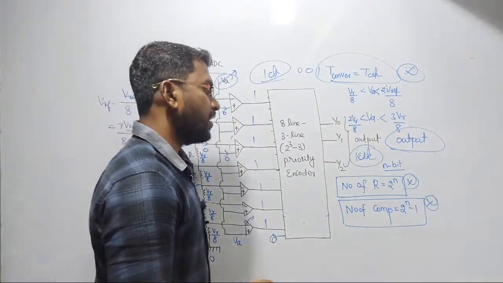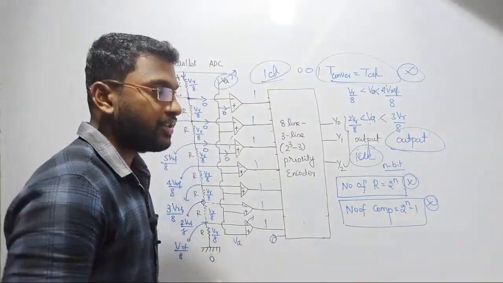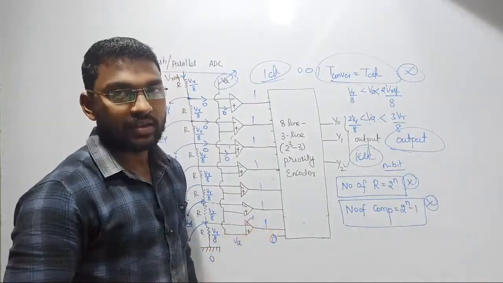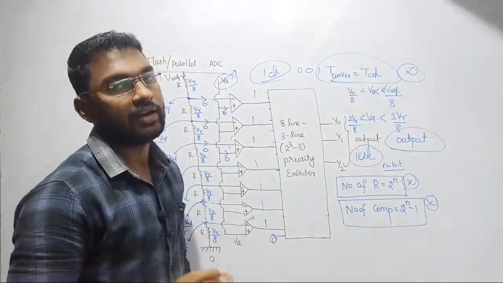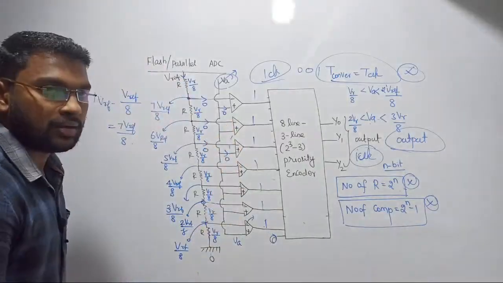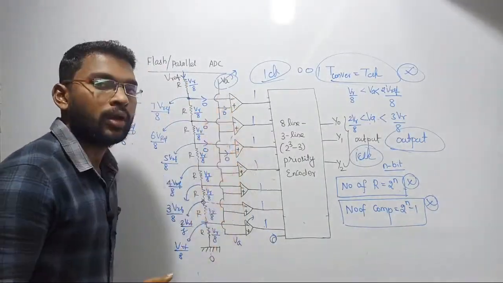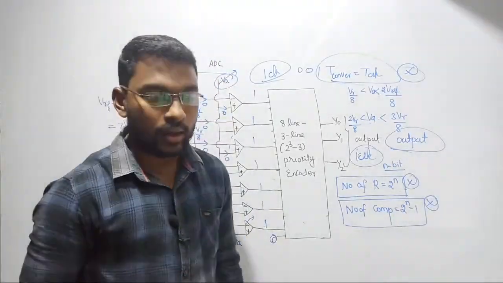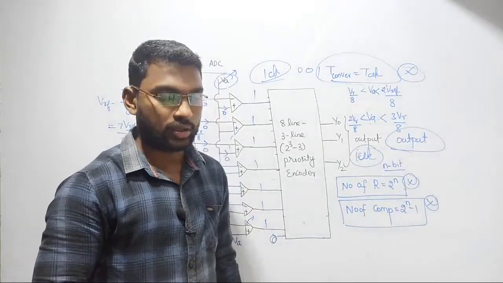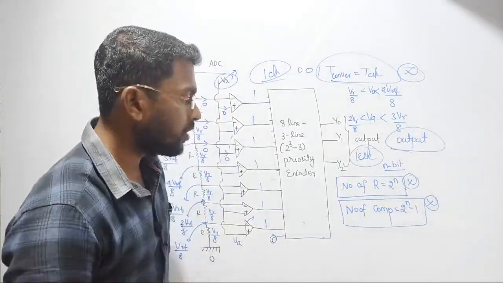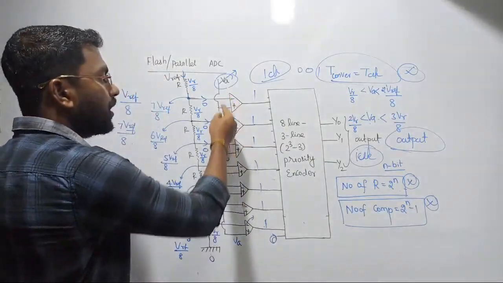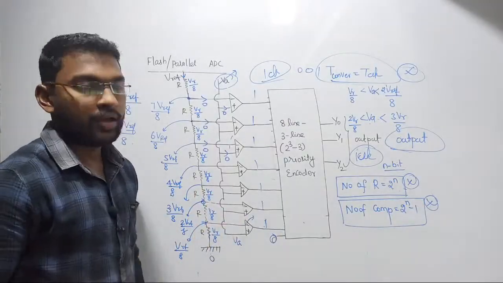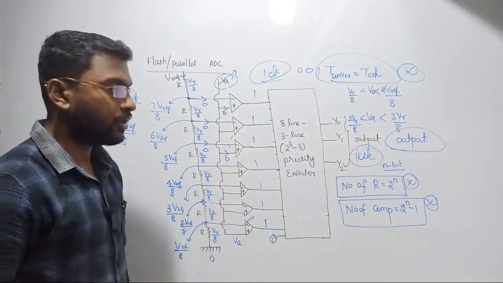The next thing is the number of comparators. If you are designing a 3-bit parallel ADC, how many comparators are required? 2 power 3 minus 1, so 7 comparators: 1 2 3 4 5 6 7. If you are designing a 4-bit parallel ADC, the comparators needed are 2 power 4 minus 1. 2 power 4 is 16, and 16 minus 1 is 15. So totally 15 comparators are required to design a 4-bit parallel or flash type of ADC. Clear? I hope things are very clear to you all.